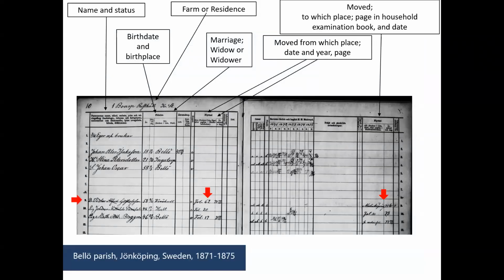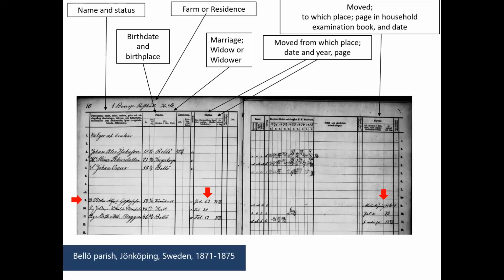So let's take a look at a household examination record. This spans the years 1871 to 1875. So we have the name and the status, the name and their occupation, birth date and birthplace. At the top, we always have the farm where these folks are living.